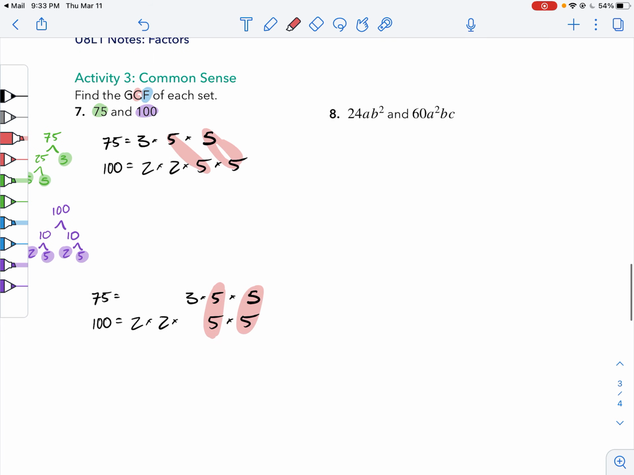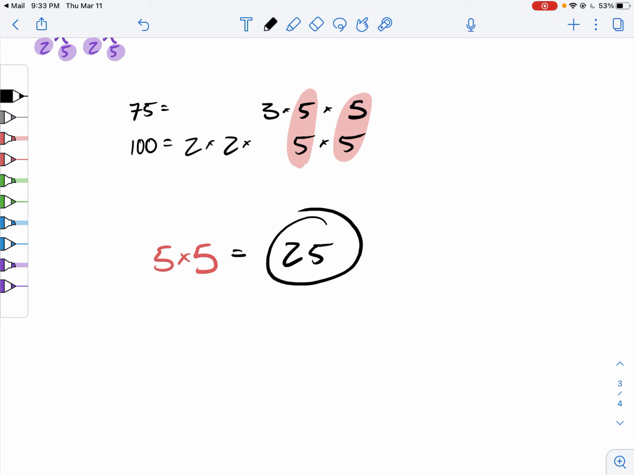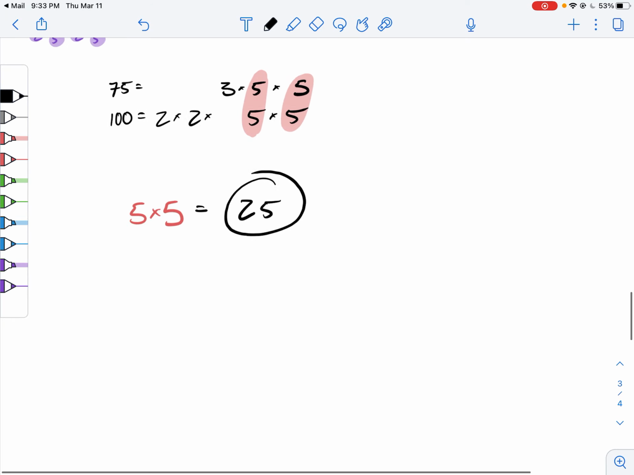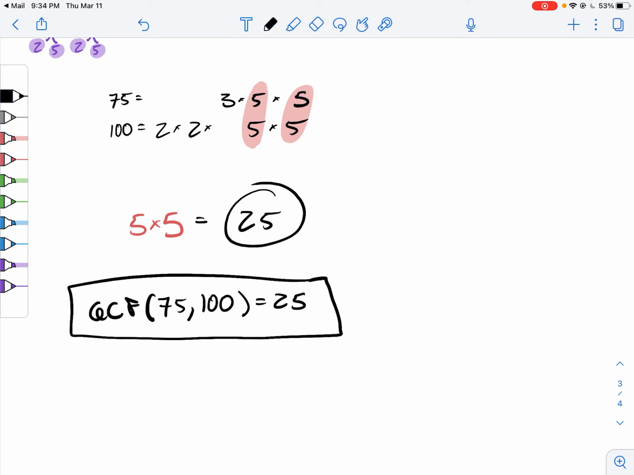Okay, but guess what, guys? We need to now find the greatest. What is the greatest common factor of all time? The GCF, go. Okay, right? So what we do is we multiply them all together. 5 times 5 is 25. Or if you want to get super pedantic, the way we write this is we say the GCF of 75 and 100, that's a comma, equals 25.